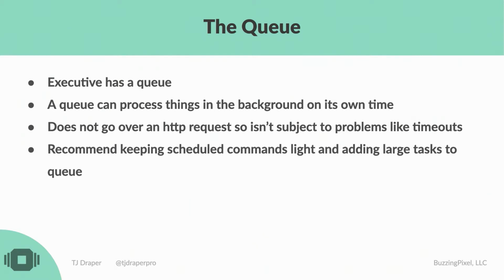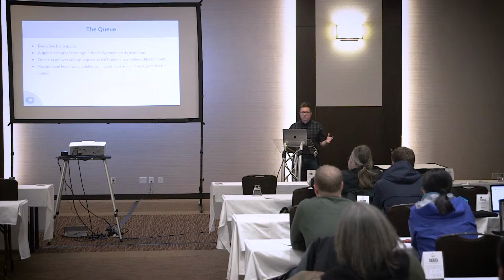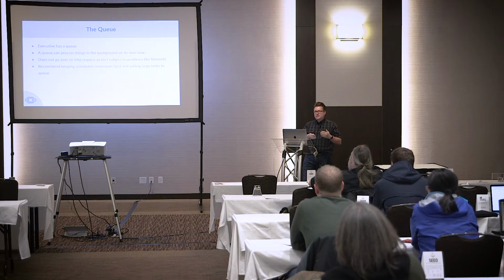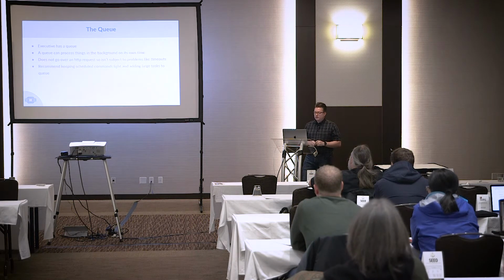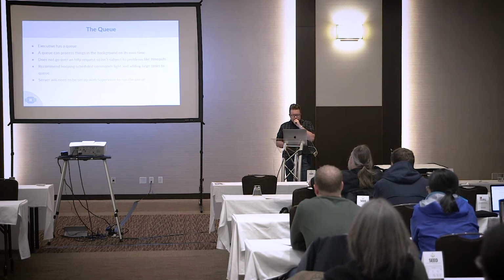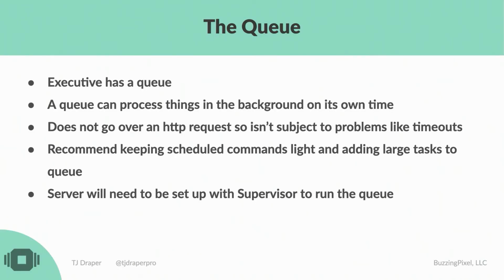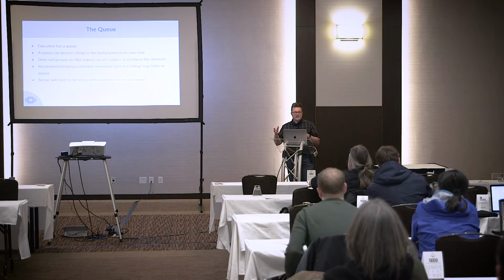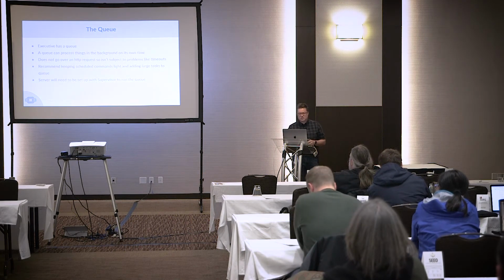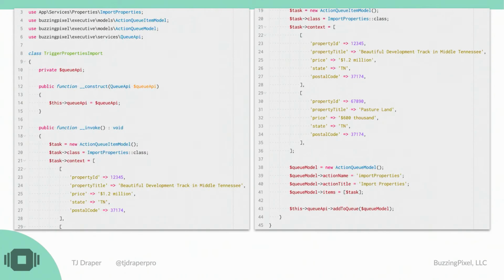I recommend keeping your scheduled commands light and then adding large tasks to the queue. So that schedule that we just looked at, I recommend keeping those very light. And if you have long-running things, then you would add a bigger job to the queue. My servers run Ubuntu, and so I use a service called Supervisor, which makes sure that the process that runs the queue continues to run. Because if something were to happen and an exception were thrown and it stopped, you'd need something to start it back up. And in this case, it's Supervisor. And executive has documentation and instructions on how to set that up.